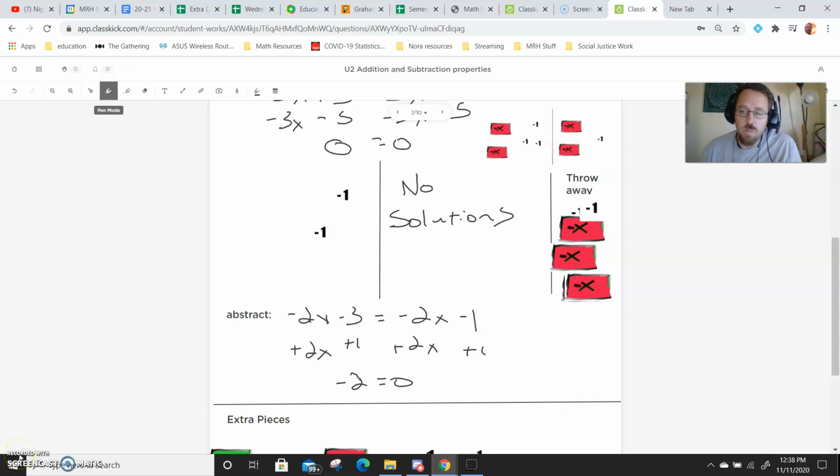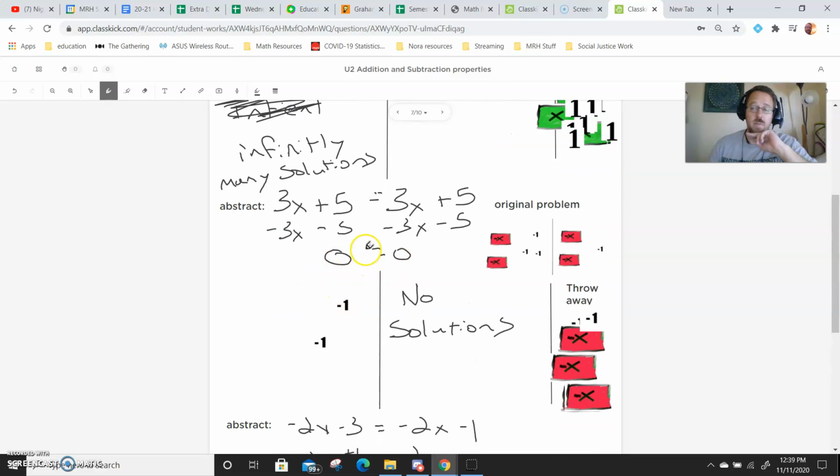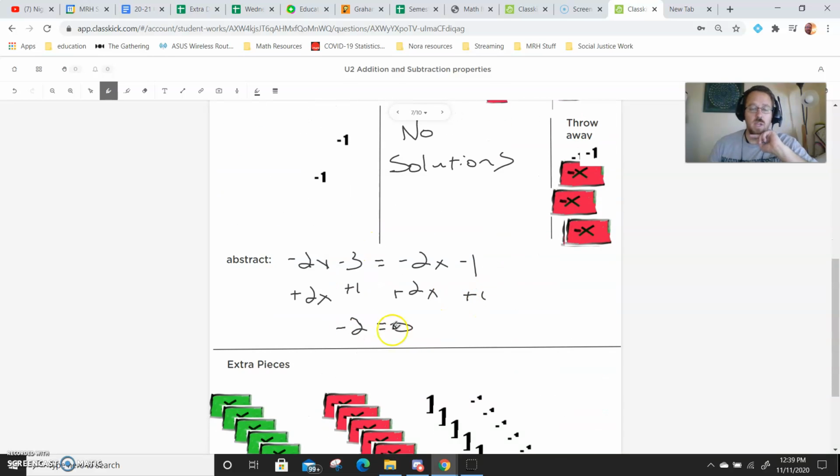And so those are our 2 special cases. Whenever you don't end up with an answer, it's either infinitely many if both sides are the same, or it's no solutions if they come out unequal.